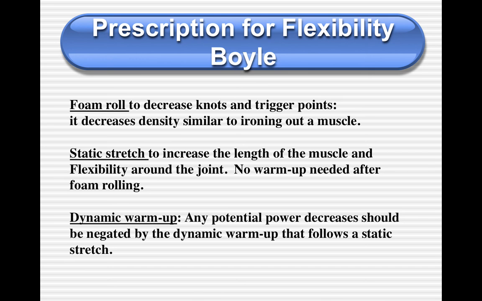Boyle recommends that your student athlete first engage in foam rolling to decrease knots and trigger points in the muscles. This is followed by static stretching to increase the lengthening of a muscle. Dynamic warm-up is then initiated to prepare the athlete for the functional movements required in their sport. Boyle emphasizes that any power gains diminished from static stretching will be negated by the dynamic warm-up, and thus includes both static and dynamic flexibility before activity.